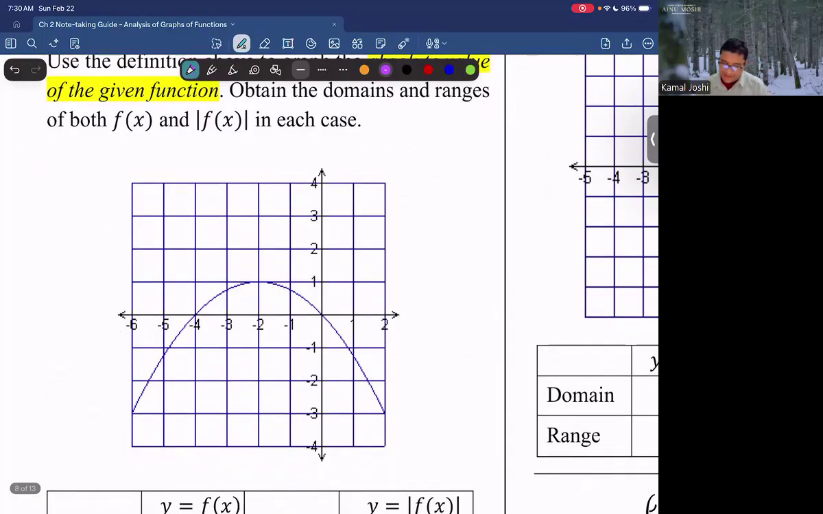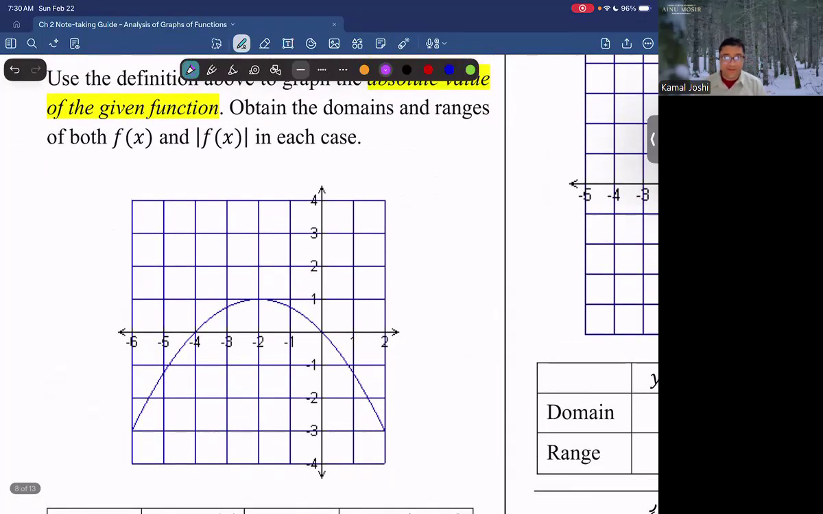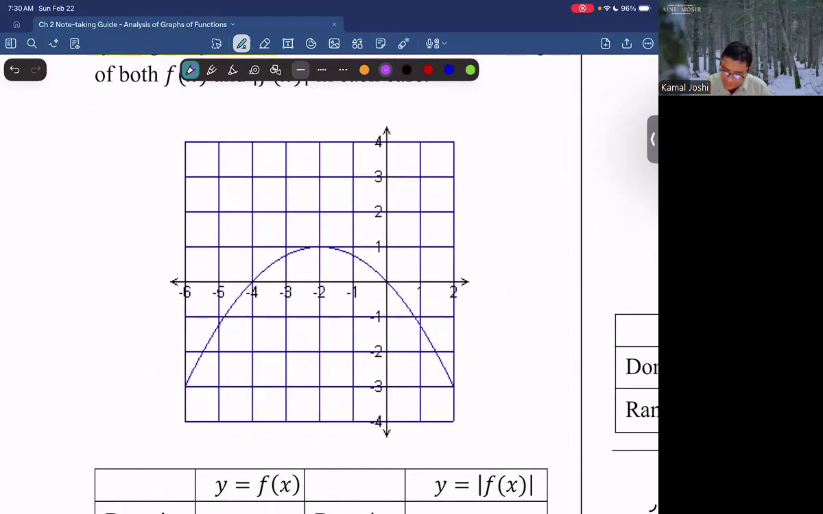Let us look at some examples. In each case, first we want to sketch the graph of the absolute value of the given function, and then write its domain and range. Now, you would be seeing it, but I'm going to reinforce it here. This is the given original graph. For its absolute value, from the left, I can see the values are negative, right?